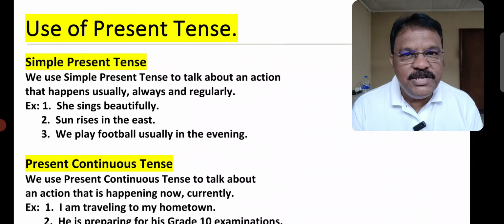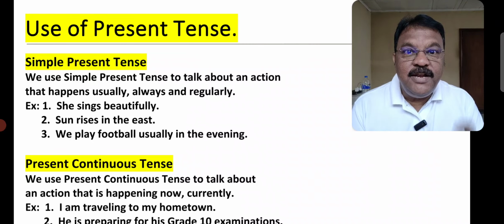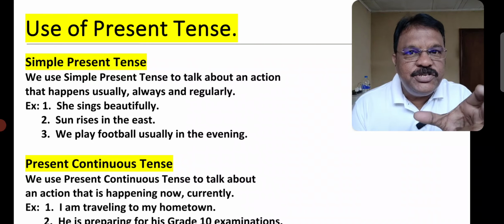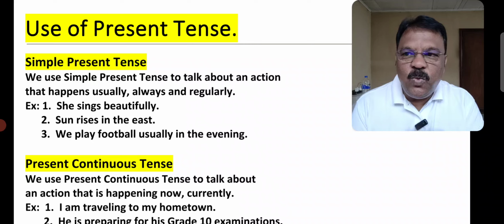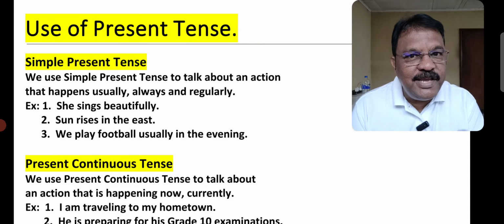Example number 1. She sings beautifully. Look at the verb of the sentence. Sings is the verb. My dear friends, once again I remind you, the verb of the sentence is the one which talks about the action of the subject of that sentence. And verb is the one which will tell us the time in which the action is done. You should remember this. Good. Now, what is the subject of this sentence? She. And what's the verb of the sentence? Sings. She sings beautifully.